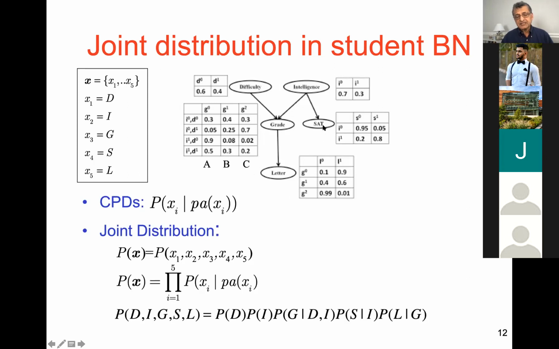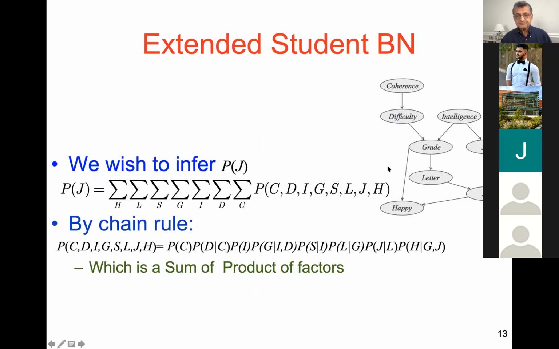What do these arrows mean? These arrows ideally would have meant some kind of causality. The way it's written indicates causality, like intelligence influences grade and intelligence influences SAT, and then grade influences letter. But one can write any Bayesian network for this set of variables as long as you capture the correct CPDs. So it need not be causal in a Bayesian network.